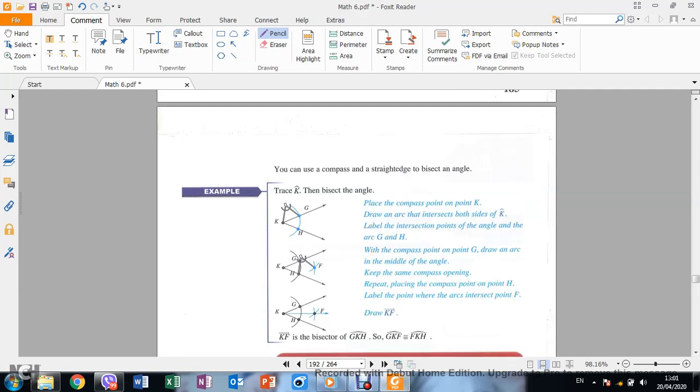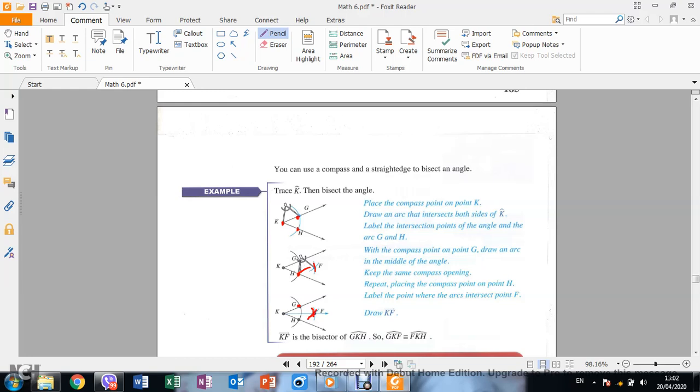At first you need to put down the compass needle at point K and open the compass as you wish. We draw an arc. When you draw an arc, we get two points, point H and point G. After that, keep the same compass opening. Draw another arc from point H, then repeat from G. When these two arcs intersect, you get point F.